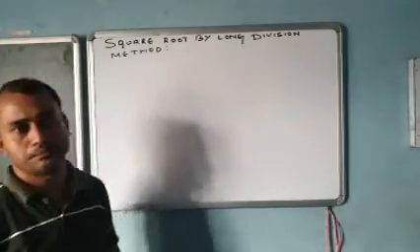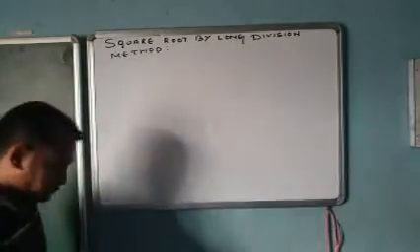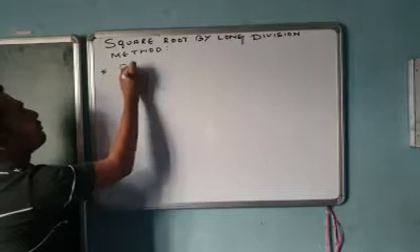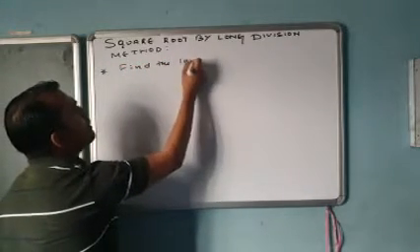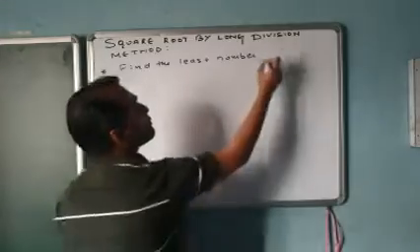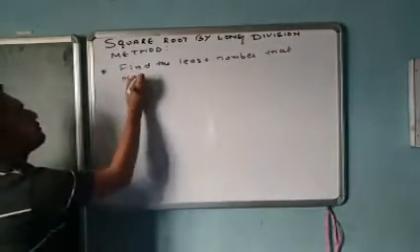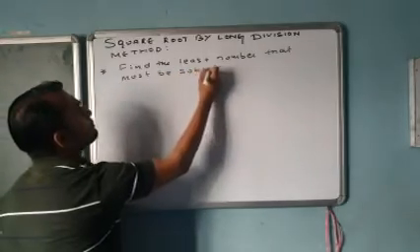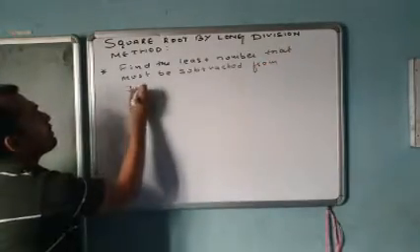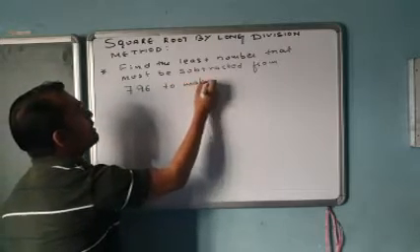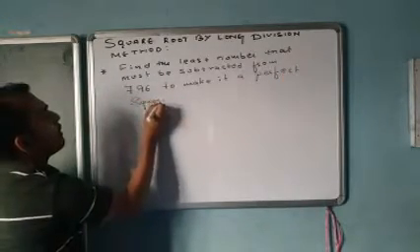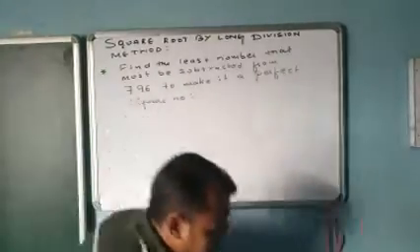Now we'll begin our class today by solving some of the questions which apply the square root by a long division method. The first question we will be solving is: find the least number that must be subtracted from 796 to make it a perfect square number.